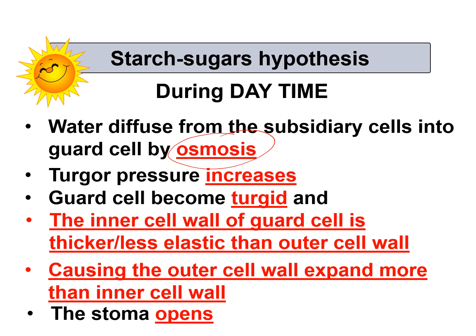The presence of more water in the cells increases turgor pressure, so the guard cell becomes turgid. When the guard cell is turgid, the inner cell wall of the guard cell, which is less elastic, will maintain the structure, but the outer cell wall, which is more elastic, will expand further, causing the diameter of the opening to increase. So stoma is open.